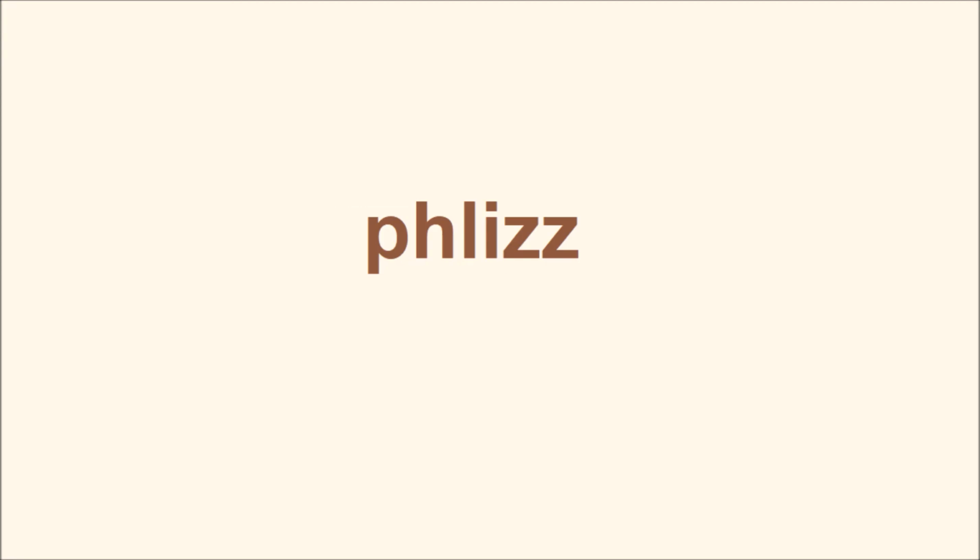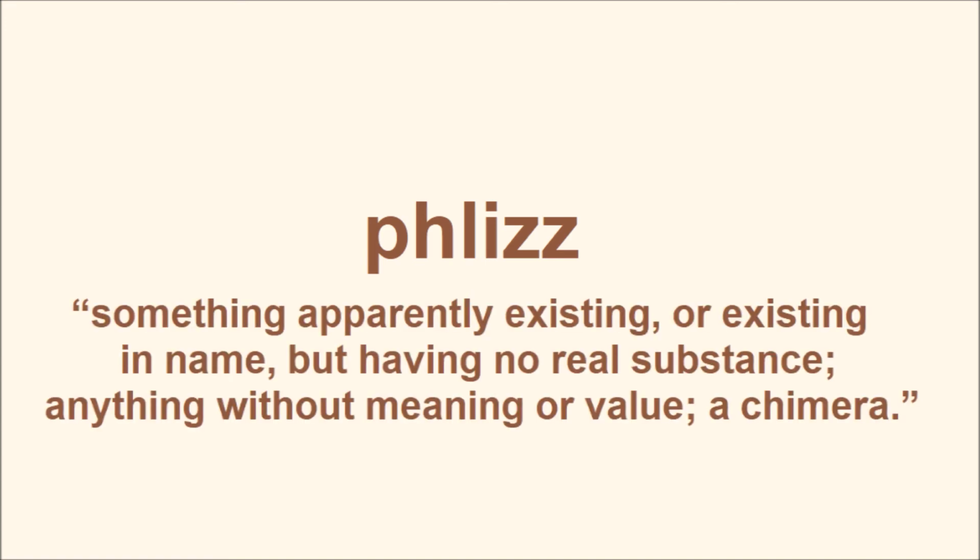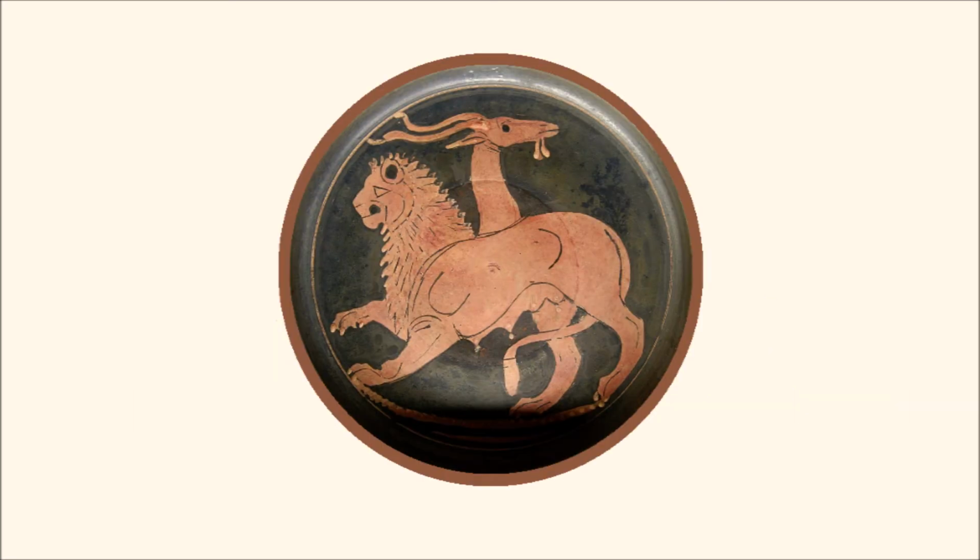First coined by Lewis Carroll for his 1889 novel, Sylvie and Bruno, a phliz is defined by the Oxford English Dictionary as something apparently existing, or existing in name, but having no real substance, anything without meaning or value, a chimera. Amusingly, the OED is using the word chimera in this context in the sense of an illusion, fiction, or fabrication of the mind, but the original chimera of Greek mythology qualifies as a phliz as well, since she's a fictional creation which exists in name only, if you don't count narratives and other artistic renderings.